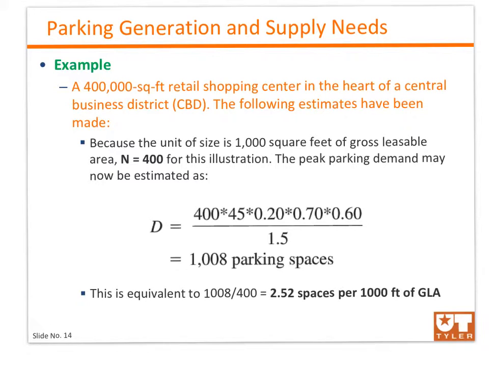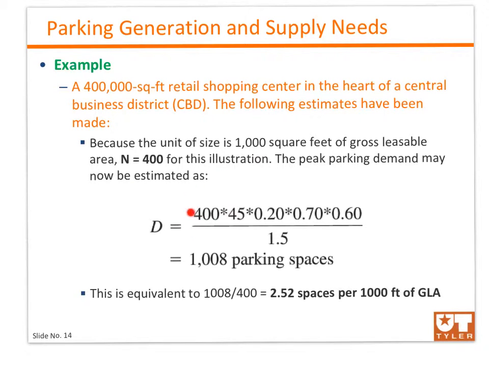The last thing you need to know is that because the unit size is 1,000 square feet of gross leasable area, N is the number of thousands. The number of thousands is 400 because I have 400,000 square feet, which is the area. So now I can get D, the number of parking spaces.